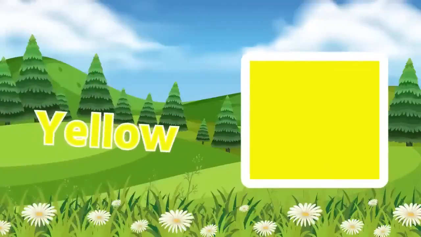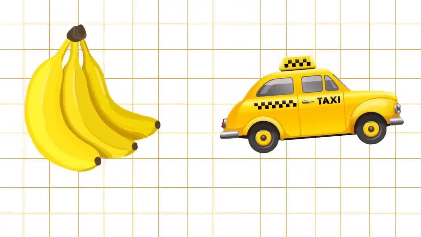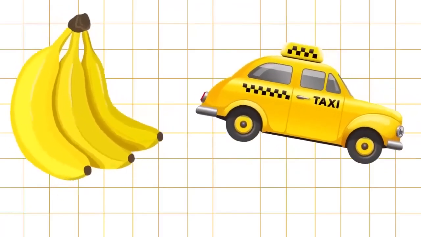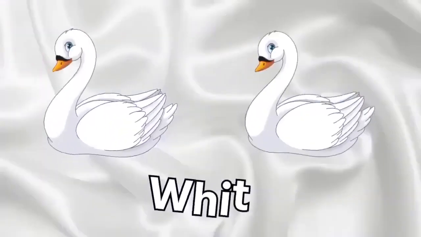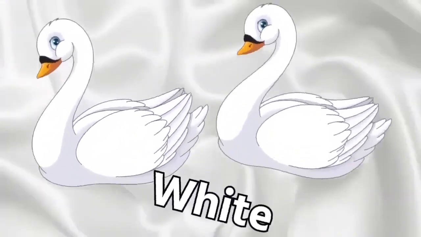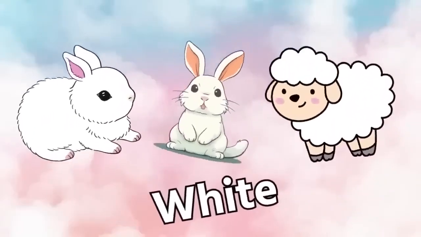This is green. This is yellow. The color yellow. Yellow, yellow, yellow, bright and mellow. This is yellow. The color yellow. Do you know what color this is? This is yellow. This is white. The color white. White, white, white, soft and light. This is white. The color white. Do you know what color this is?